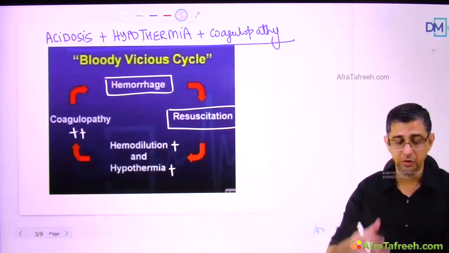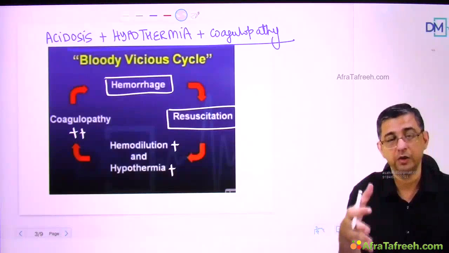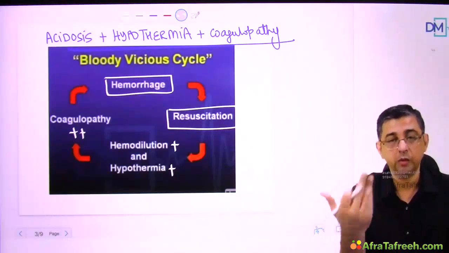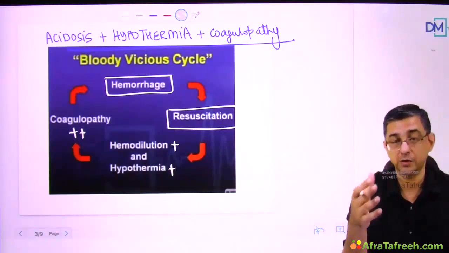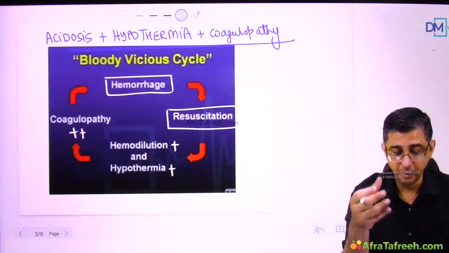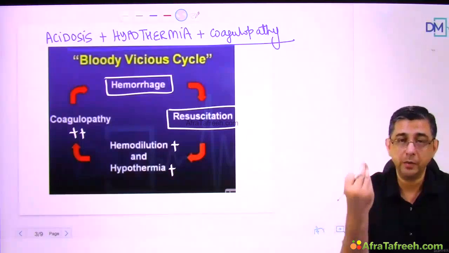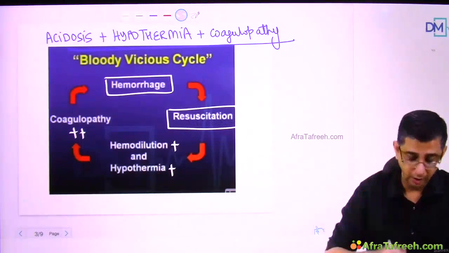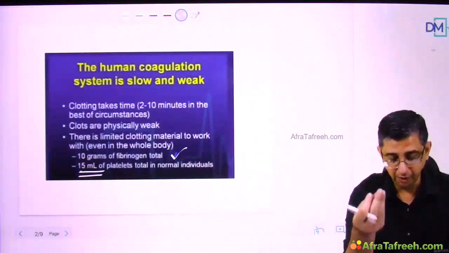So we need to ensure that we have an inline warmer in a rapid infuser pump that we have nowadays, so that the components are warmed to a sufficient temperature to minimize the chances of hypothermia in the patient, because that's one of the important triggers that results in impaired ability of the blood to clot. I'll highlight once again, the human body has limited ability to achieve clotting, because all we have is 10 grams of fibrinogen and 15 ml of platelets.